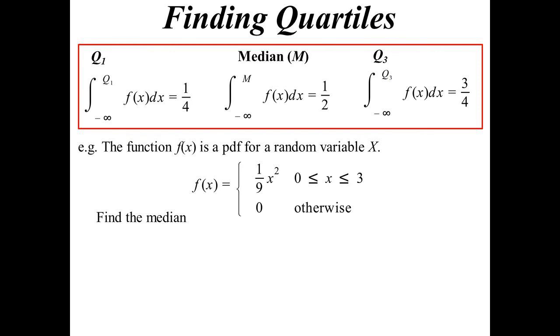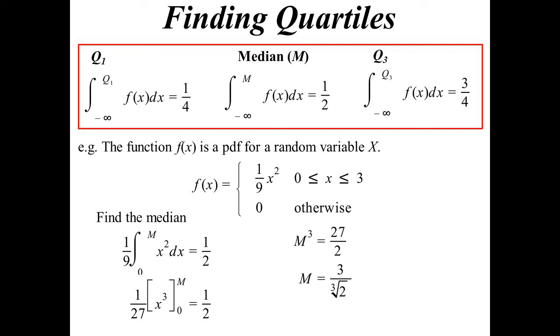So here's our function. We want to find the median of this function. So the integral, well, yes, it's theoretically minus infinity up to the median, but our function doesn't kick in until we get to x equals 0. So we'll be going from 0 to m of a 9th x squared. We want to integrate that, and the answer should be a half. And so subbing in, our median is a lovely result of 3 on the cube root of 2. So around about 2.38 is the median.